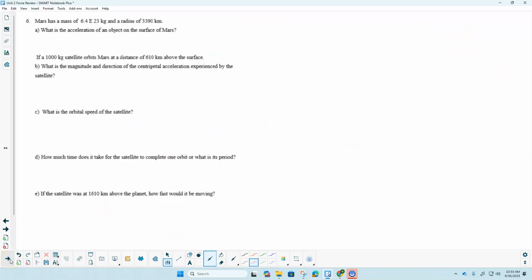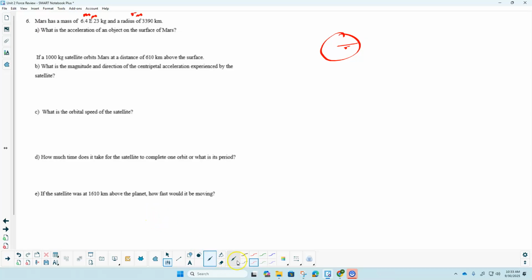Number 6 is dealing with rotation again. This time it's dealing with a planet. So it's talking about Mars. It tells you the mass of Mars, which I'm just writing as mm, and the radius of Mars. So it's talking about the planet Mars and the radius of it and the mass of it.